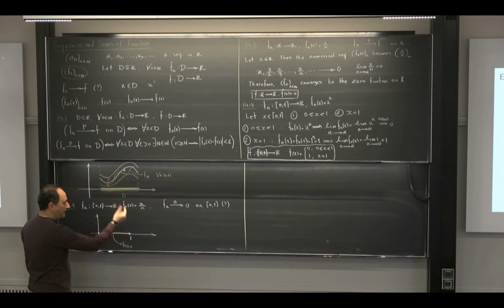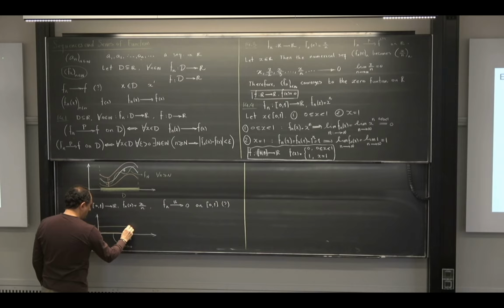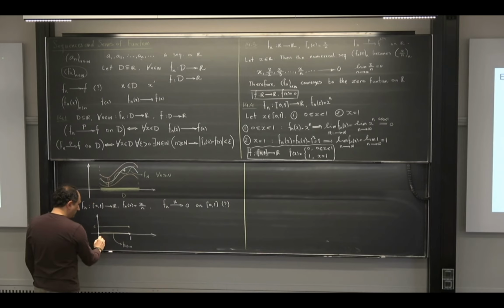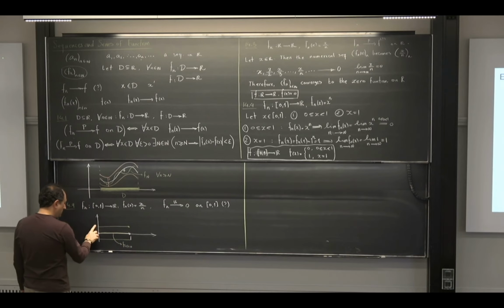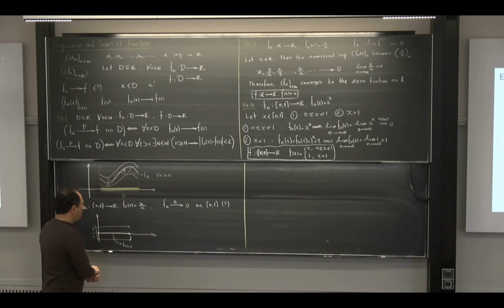Let me choose one epsilon and go epsilon upward, for example, and epsilon downward, okay? And then I want to shift this limit function epsilon upward. It becomes this function, and epsilon downward, yes? So this length is epsilon, this length is epsilon, okay? Something like that.